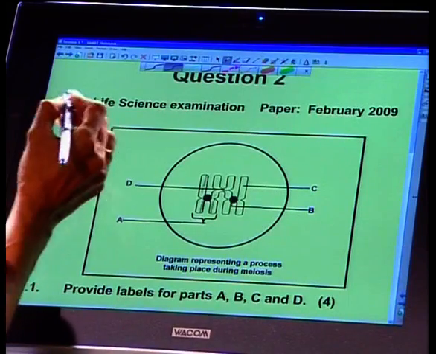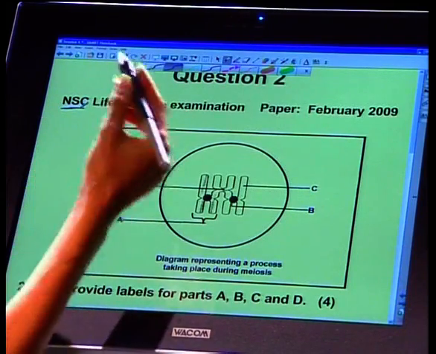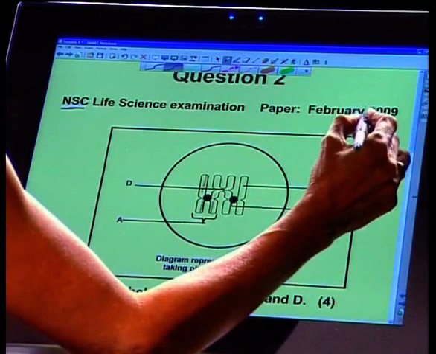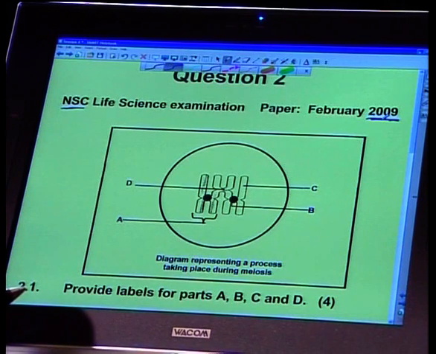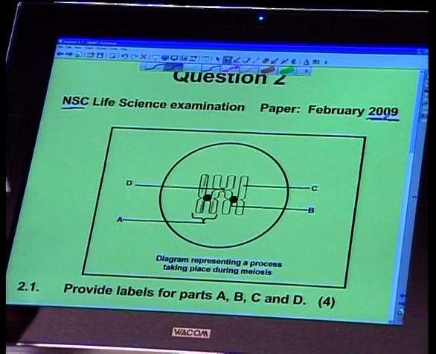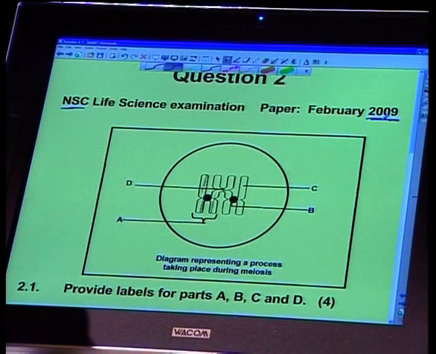Okay, people, now we're going to look at question 2. And this will give you another variation of what they can ask you, or the type of question they can ask you. So this was taken from the National Senior Certificate. That's what NSC stands for. Life Science Exam, and we're looking at February 2009. So this was last year's supplementary paper. And it's going to be very similar to what the learners got for the October, November, December 2008 paper.